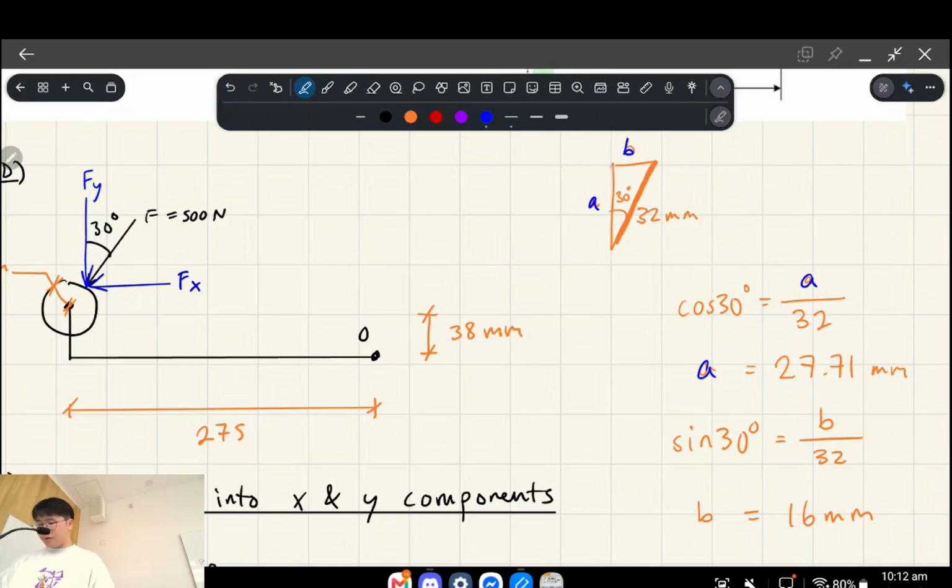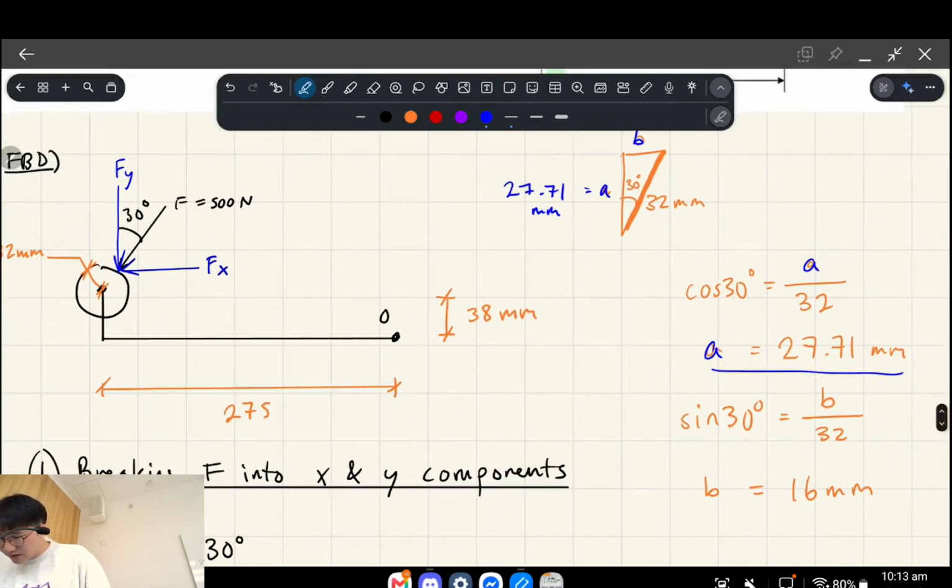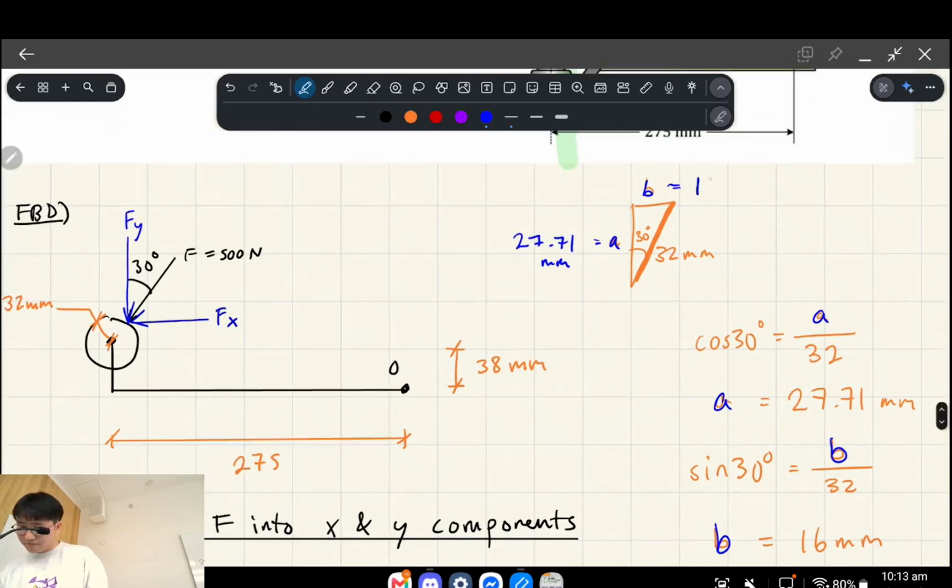And so we go 32 cosine 30 on our calculator. That gives us that this distance is 27.71 millimeters, okay? And for the opposite side, we do a similar thing. This time we're considering the opposite side length as B, like that. And we go 32 sine 30, which gives us 16. So this is 16, okay?